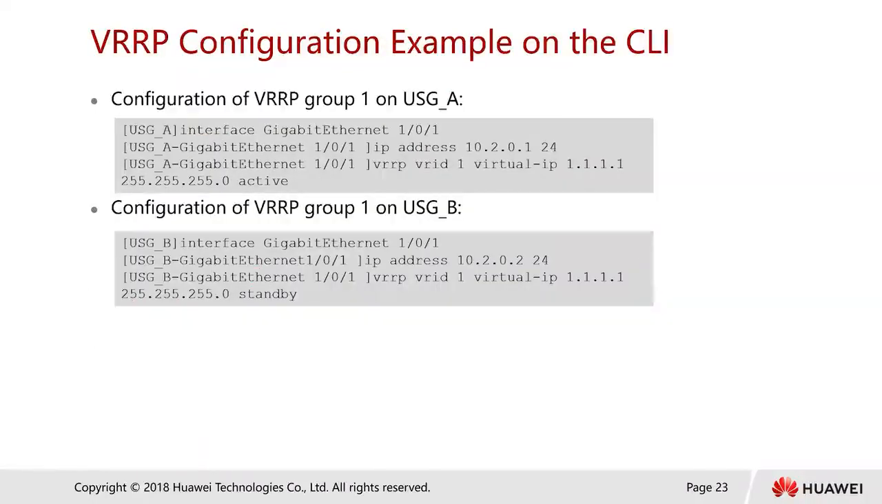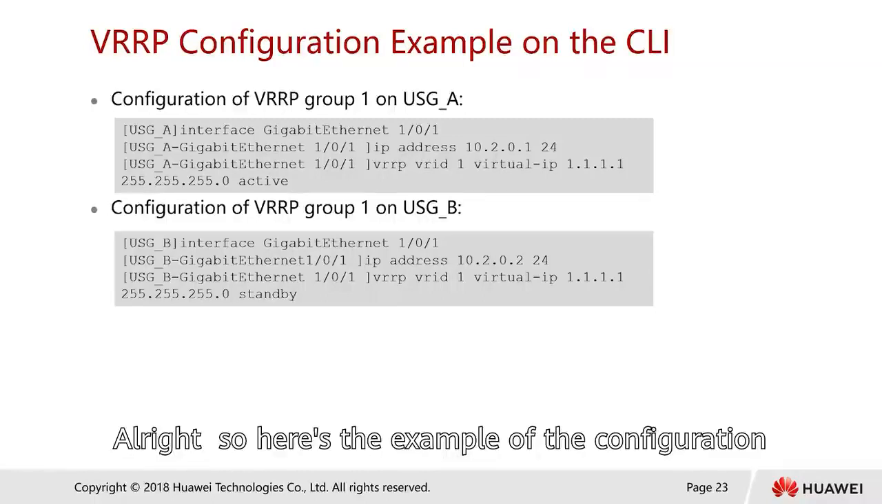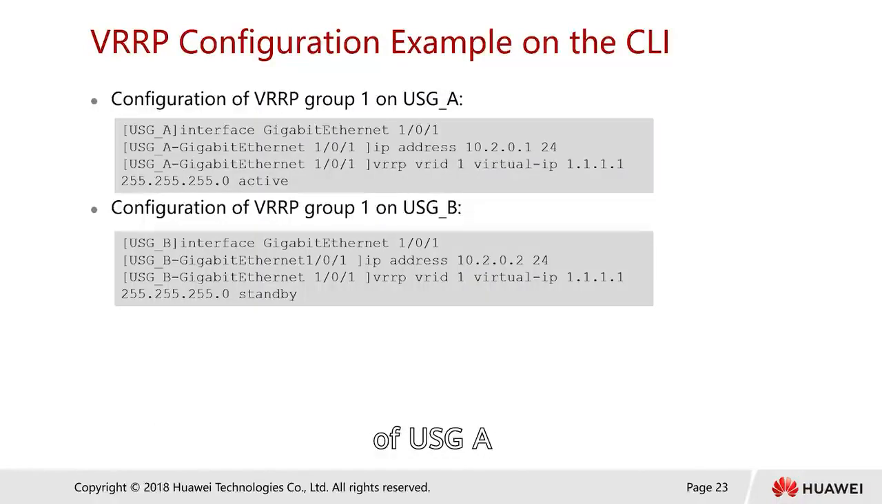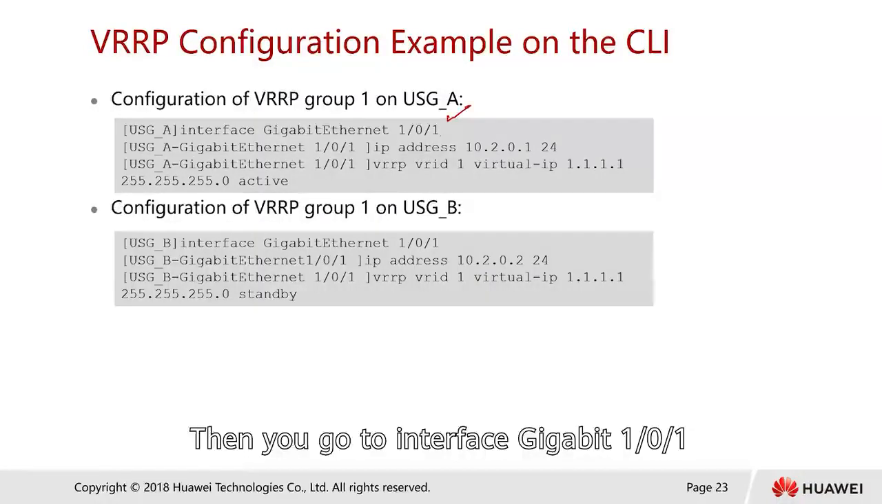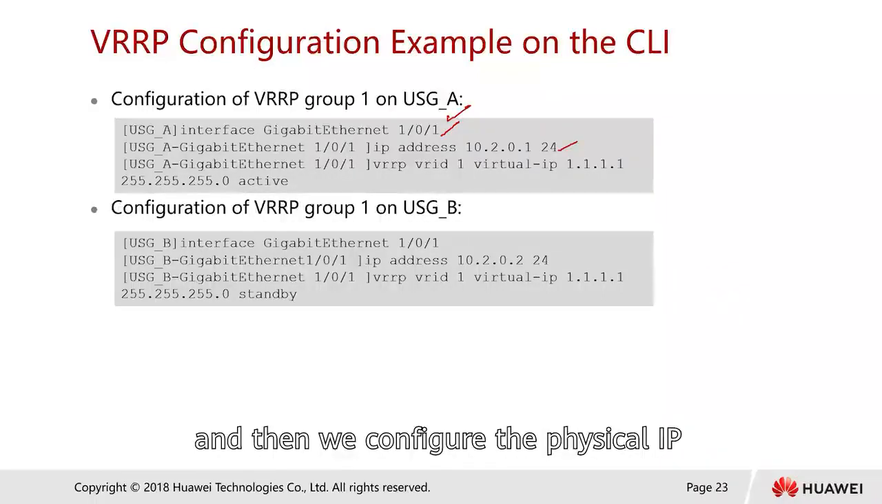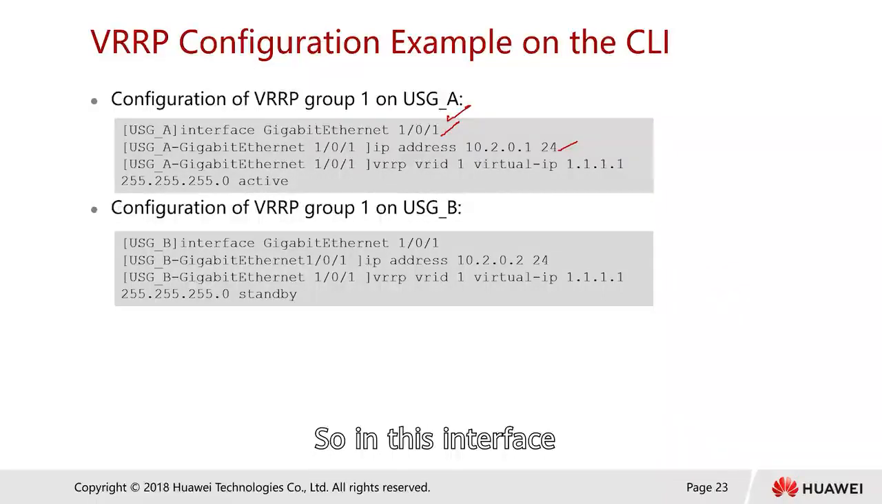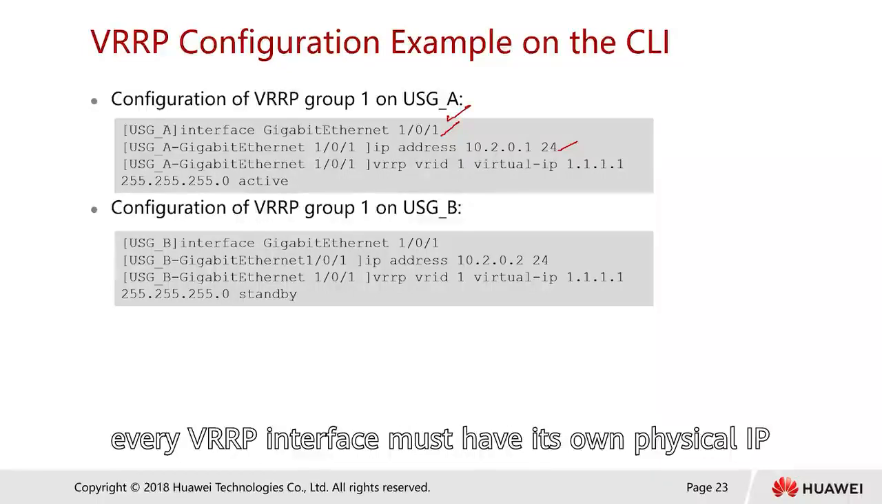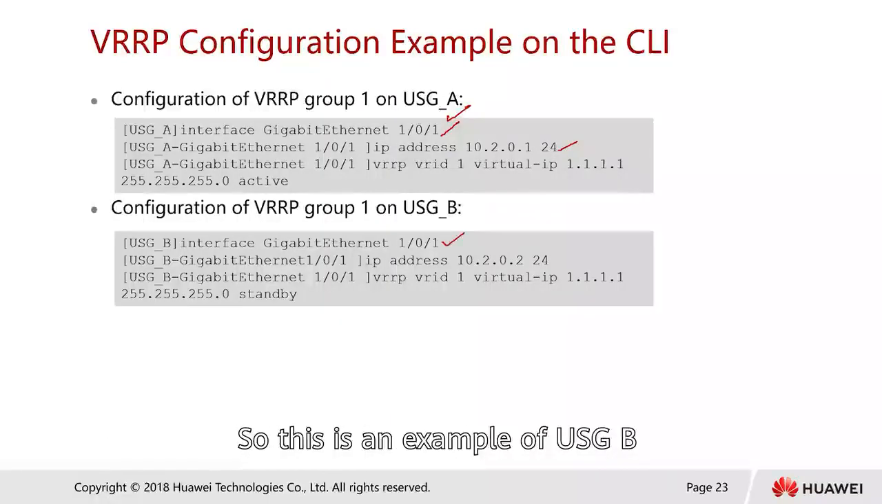Okay. All right. So here's the example of the configuration of USGA. Then you go to interface gigabit 1/0/1, and then we configure a physical IP. So every VRP interface must have its own physical IP. And this is the example of USGB. See that? There's another IP here, 10.2.0.2.